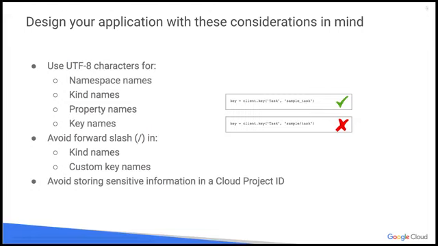Avoid storing sensitive information in a Cloud Project ID. A Cloud Project ID might be retained beyond the life of your project. The examples show creating a key with kind task using a key name sample_task as the identifier, recommended, and sample/task, not recommended.